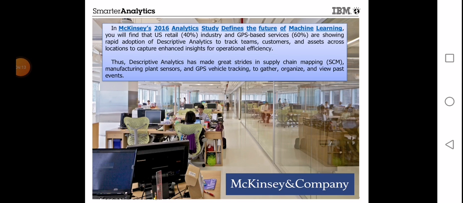Okay, now we have an example of a company that applied descriptive analytics, McKinsey and Company. McKinsey's 2016 analytics study on the future of machine learning found that the US retail industry at 40% and GPS-based services at 60% are showing rapid adoption of descriptive analytics to track teams, customers, and assets across locations to capture enhanced insights for operational efficiency. So descriptive analytics has made great strides in supply chain mapping or SCM, manufacturing plant sensors, and GPS vehicle tracking to gather, organize, and view past events.